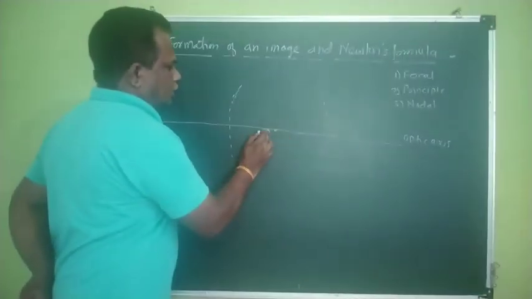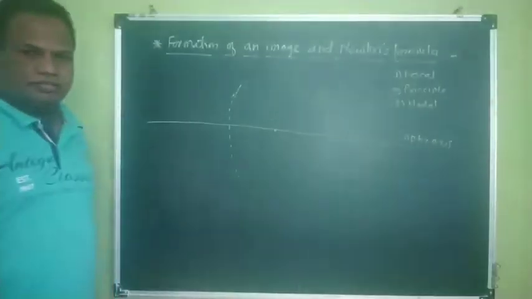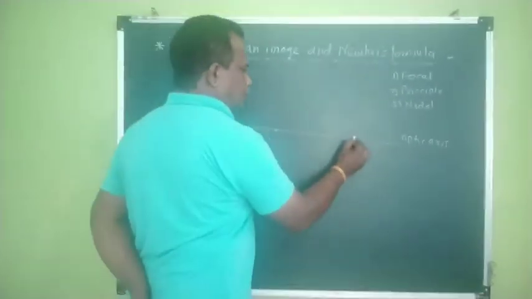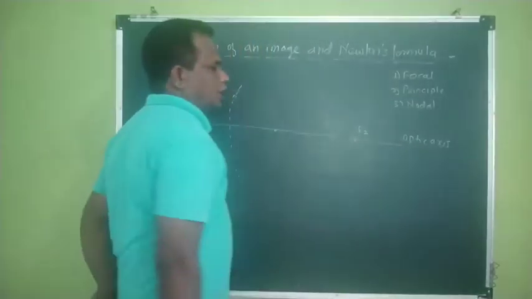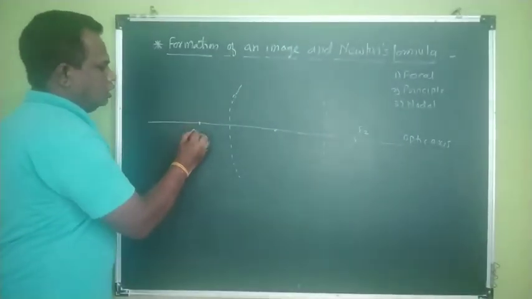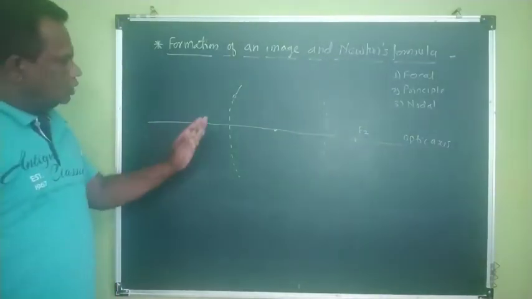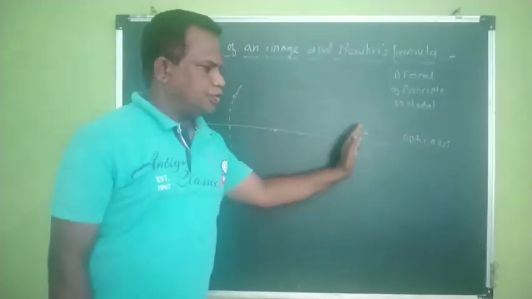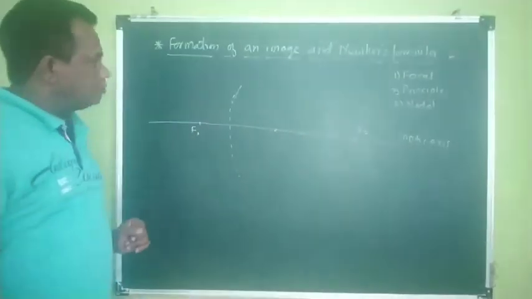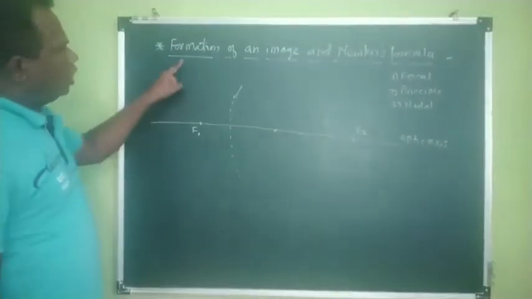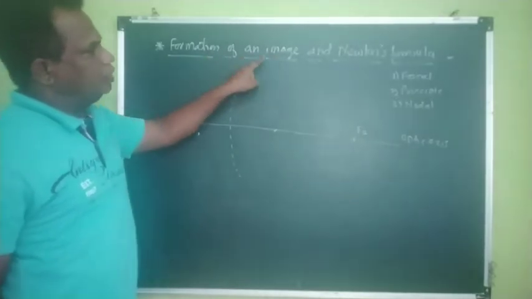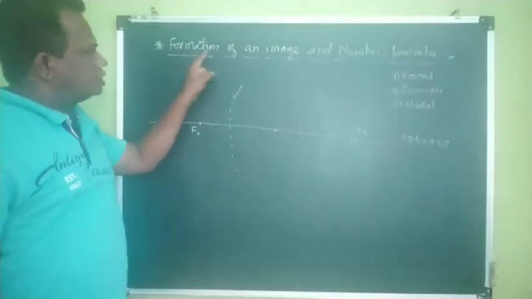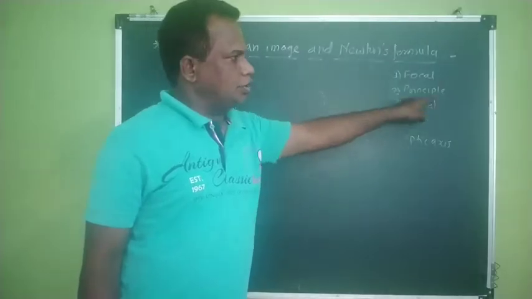When you consider the optic axis, then on either side of this lens there are two points. One I will write here as f1, and the other is the focal point f2. So f1 is the focal point on the left hand side, whereas f2 is the focal point on the right hand side. Now we are going to form an image, the formation of an image and Newton's formula. Before that, first consider the formation of image by using the properties of all these things.